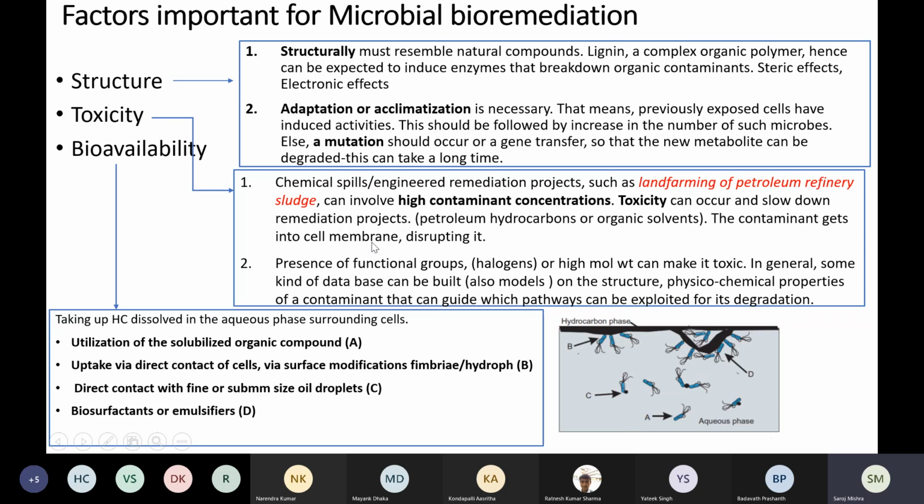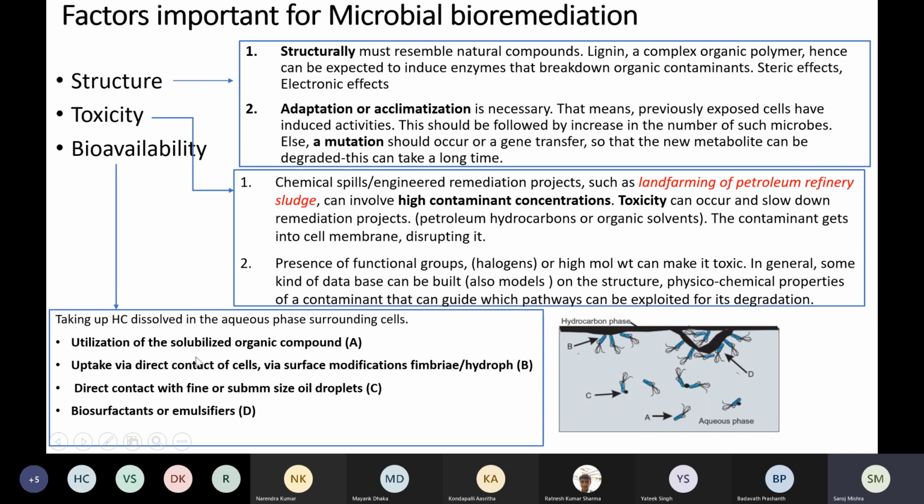And the third point is bioavailability. By bioavailability, what we mean is that it's true that you have a microbial consortium and you have added it to the soil, but is it going to be taken up inside? Unless it is taken up, especially if these are small molecules and there are no extracellular enzymes to break them up, are they available to the microorganisms? So bioavailability is another important factor for microbial bioremediation to occur.